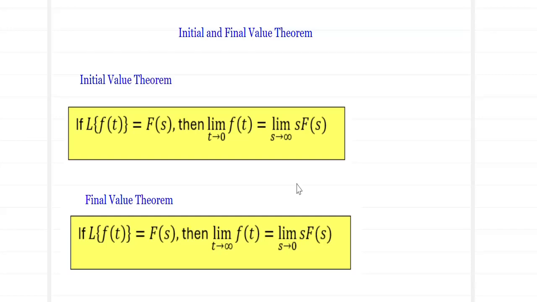And what is going to be your right hand side? For the initial value, limit s tending to infinity, you multiply by s the Laplace of the function. For the final value, the opposite: multiply by s the Laplace of the function, and allow limit s tending to 0.